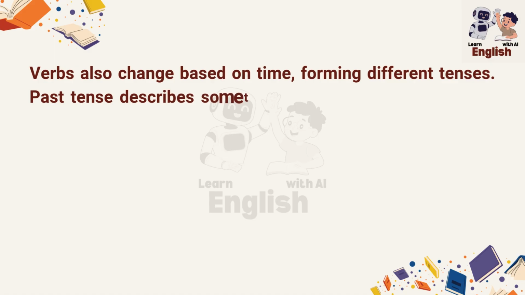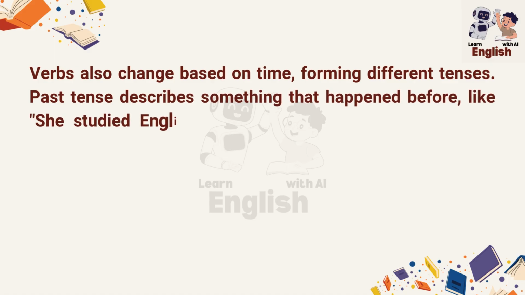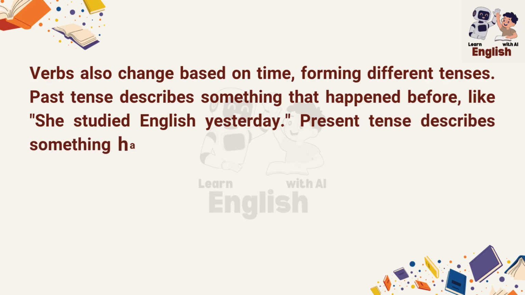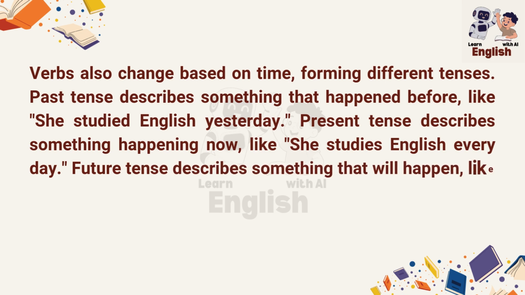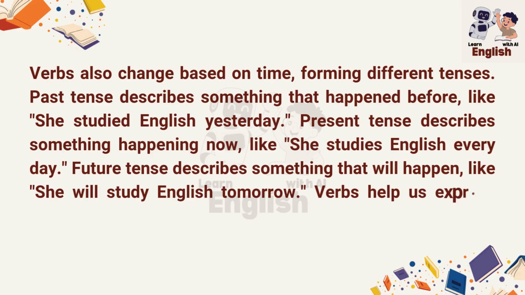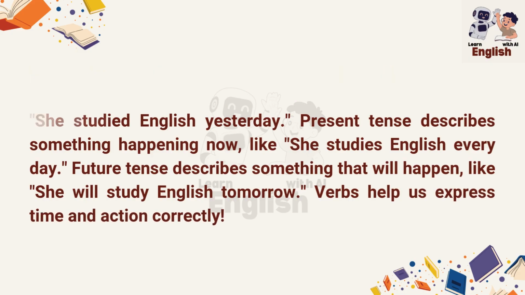Verbs also change based on time, forming different tenses. Past tense describes something that happened before, like she studied English yesterday. Present tense describes something happening now, like she studies English every day. Future tense describes something that will happen, like she will study English tomorrow. Verbs help us express time and action correctly.